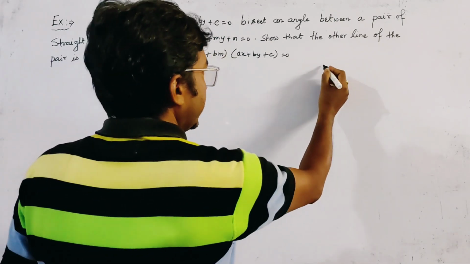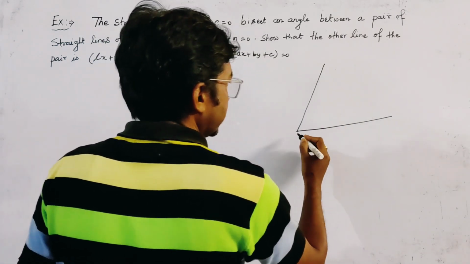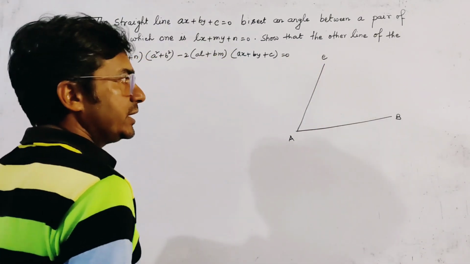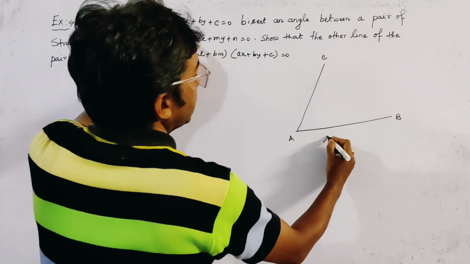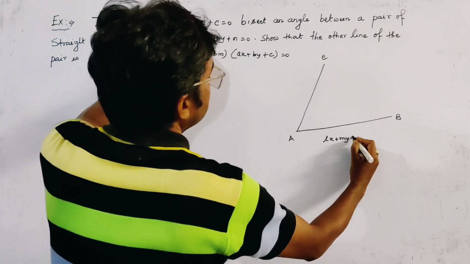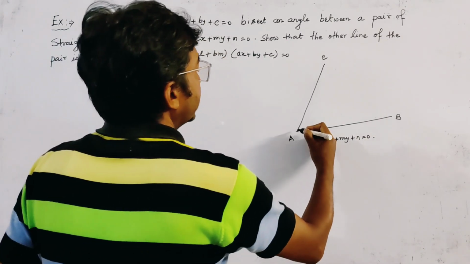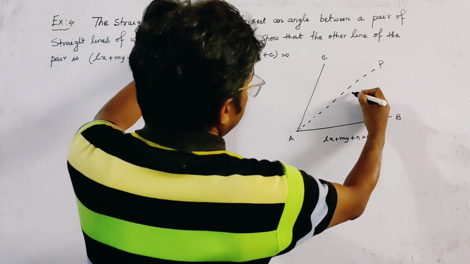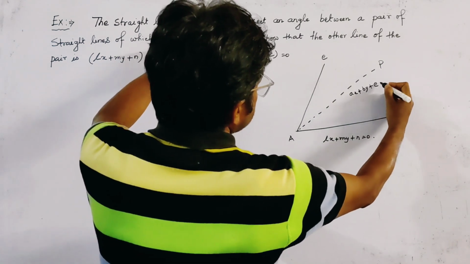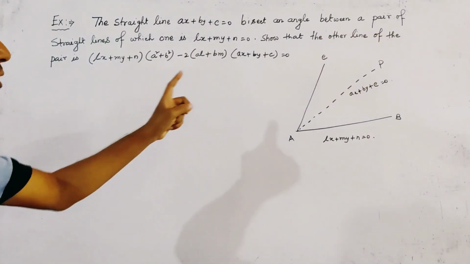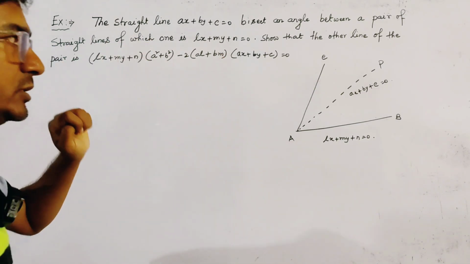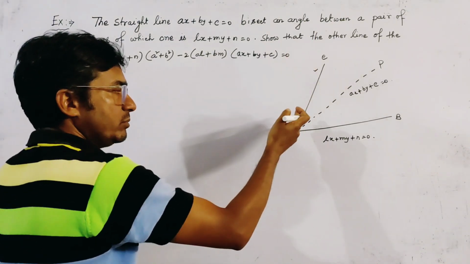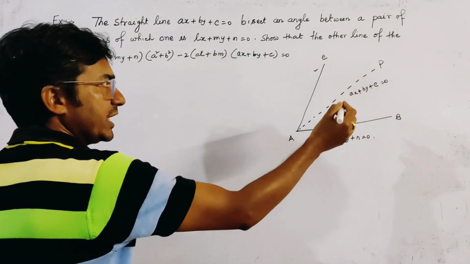So in a rough sketch, if we see that this is AB and this is AC, these are the pair of straight lines, one of which is given by lx plus my plus n equals 0, and the bisector is given by AP, which is ax plus by plus c equals 0. So we have to find the other line of the pair, that is, the line AC. Now this line AC must pass through the point of intersection of AB and AP.